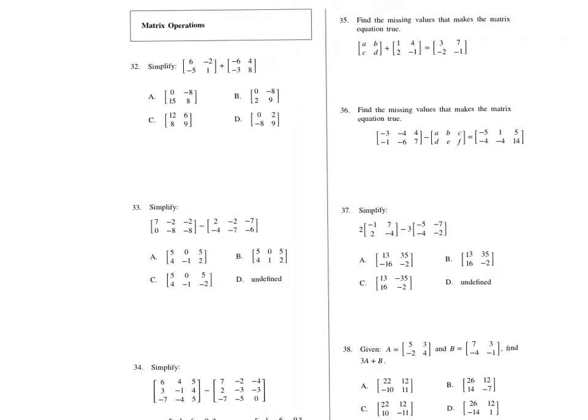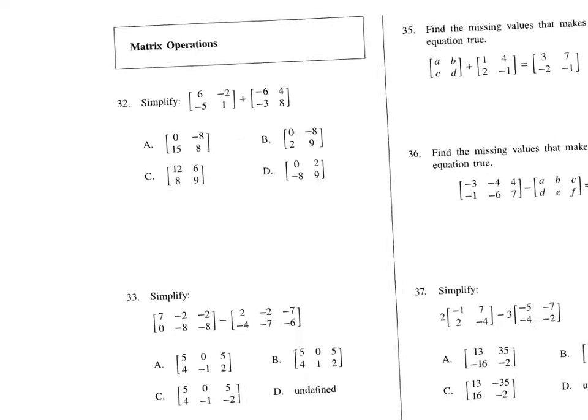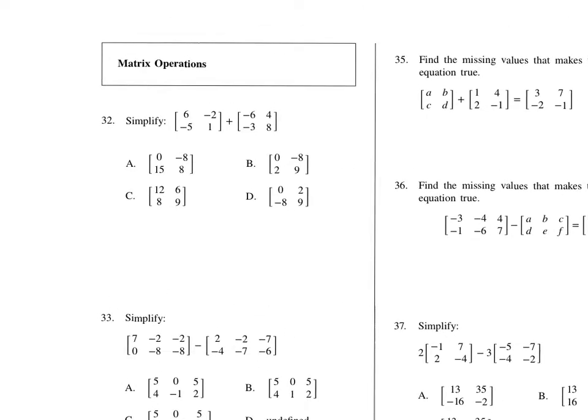In this video, I want to show you how to add and subtract matrices again. Remember that the only way to add or subtract matrices is if they have the exact same dimensions. So before we start adding or subtracting, we always check the dimensions of the two matrices. In problem number 32, the first matrix is 2 rows by 2 columns, and the second matrix is 2 rows by 2 columns. Because of the exact same dimensions, we can add them.